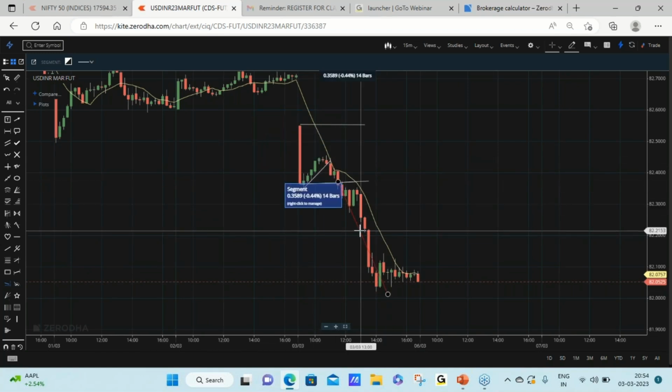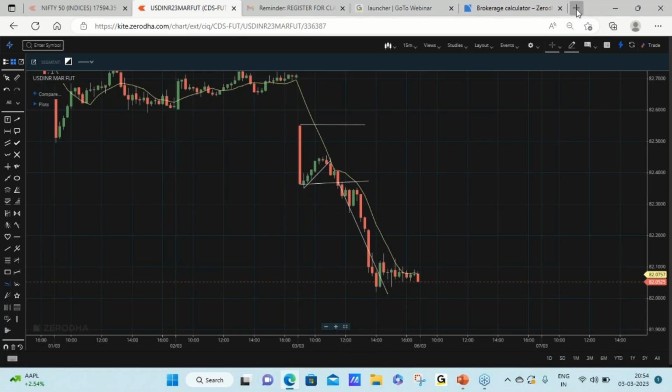So there was a movement of 35 paisa. For a movement of 35 paisa, for every 2000 rupees, you'll make 350 rupees. So 10 lots means 20K. If you're using 20K to trade 10 lots, you would have made 3,500 profit.